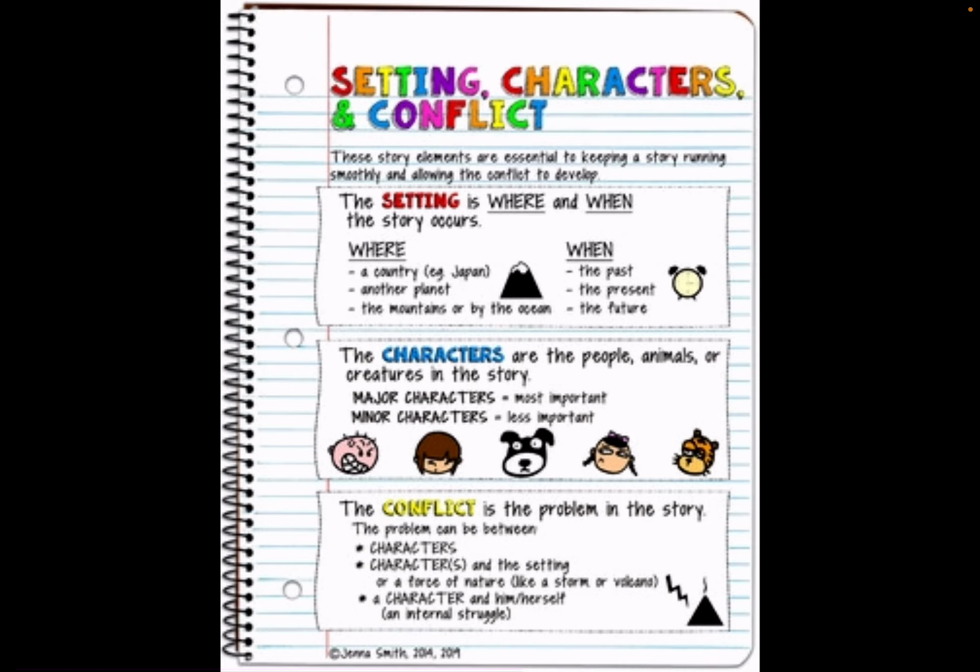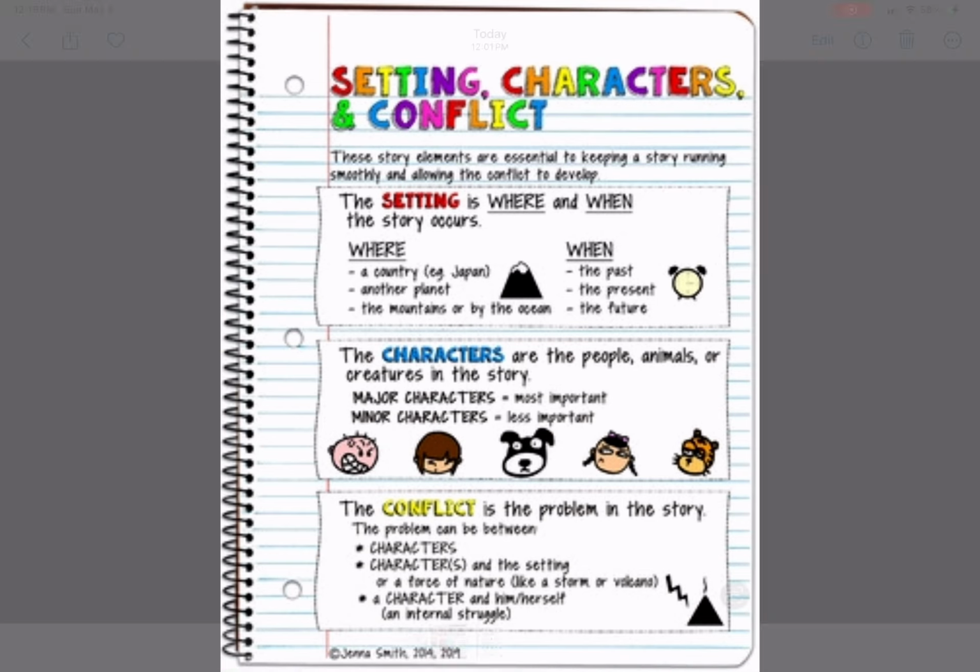The conflict is the problem in the story that can be between characters, in the setting, or a force of nature like a storm or volcano. The character against himself is an internal struggle, or you're going to identify it.